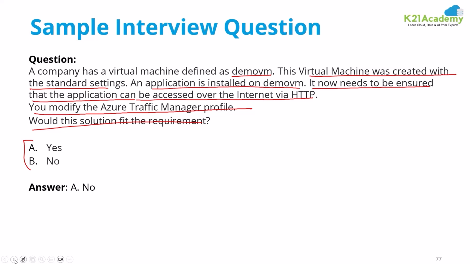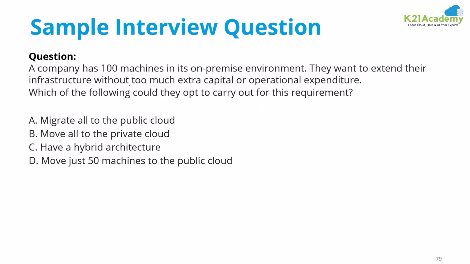But anyways, another, a company has 100 machines in its on-premises environment. They want to extend their infrastructure without too much extra capital or operational expenditure. Which of the following cloud they should opt for this requirement? A, B, C, D. Migrate to public cloud, move all to private cloud, have a hybrid architecture, move just 50 VMs to public cloud. What do you think?